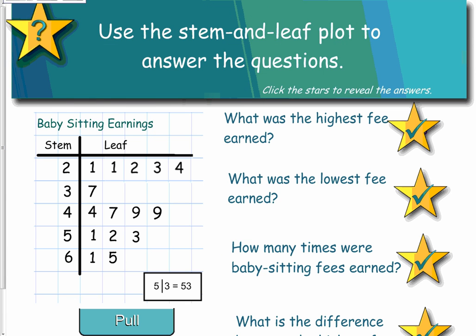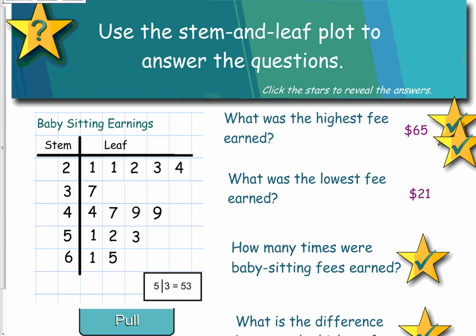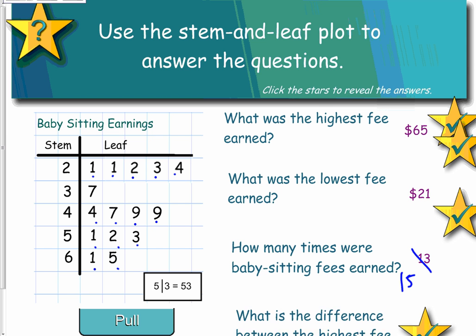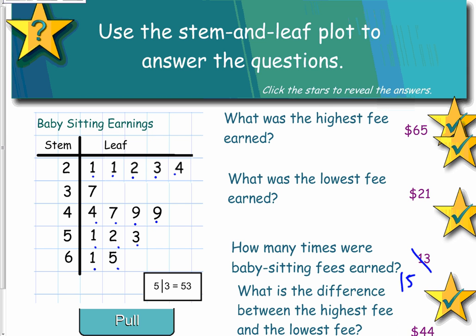So let's take a look. The highest fee earned was 65. The lowest fee earned was 21. How many times did this happen? This says 13, but I think that's incorrect. So if you do a quick count, 1, 2, 3, 4, 5, 6, 7, 8, 9, 10, 11, 12, 13, 14, 15. For the babysitting fees earned, I think the correct answer should be 15. What is the difference between the lowest fee and the highest fee? That should be $44.